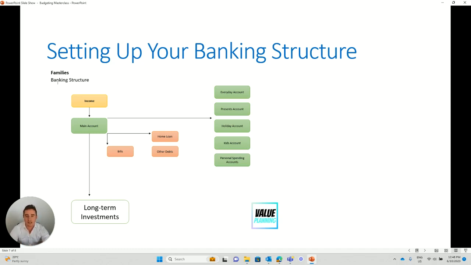Personally, I don't, but that's up to you. You can decide that. So what that is, is that we set up a weekly amount to go into each partner's personal and spending accounts. And we also may have an amount that goes into the kids' accounts as well. And that's for that person's own spending.